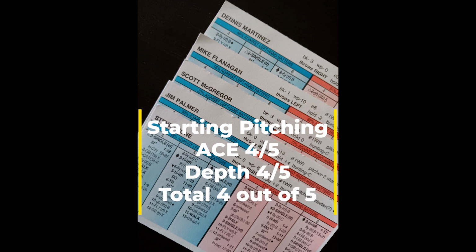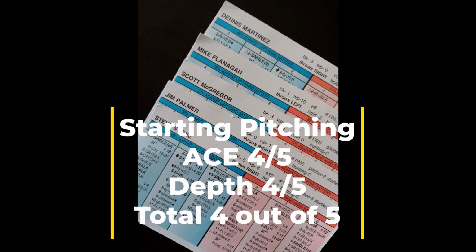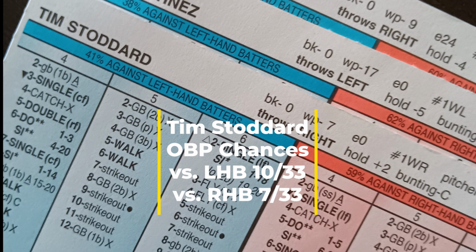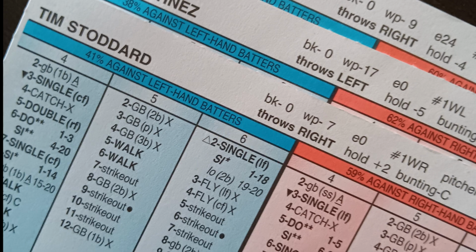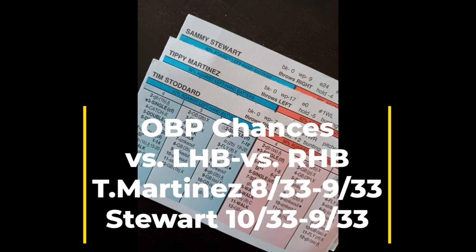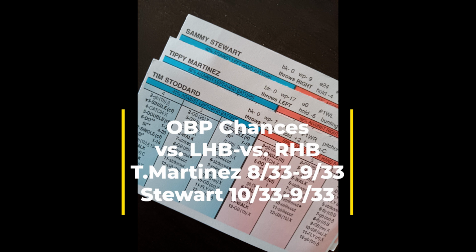So their overall starting rotation graded out as a 4 out of 5. Now let's take a look at the bullpen. Let's start with the closer, Tim Stoddard, 2-inning reliever. You see his on base chances right there. All right. And then I'm going to get into 2 of the setup guys. You got Tippy Martinez and Sammy Stewart. You could see Tippy Martinez's numbers check out pretty good, and Sammy Stewart's numbers.